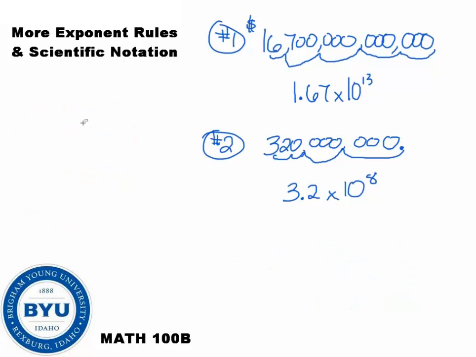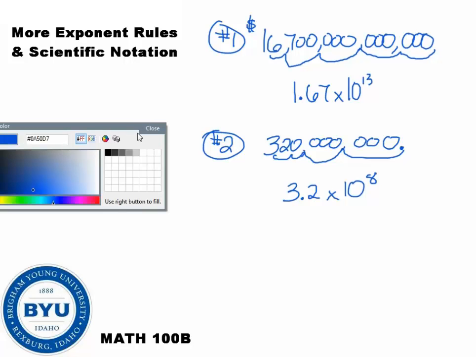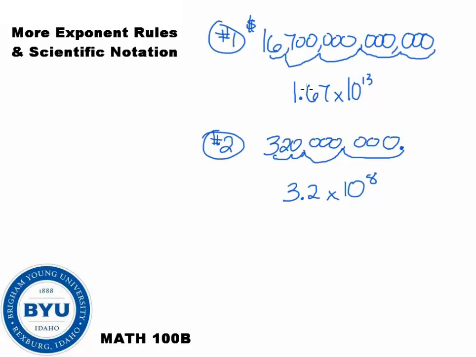Okay, so what if we wanted to do some math in scientific notation? How do you do it? These are really big numbers, and so it can be nice if you convert it to scientific notation first and then do the math. So let's demonstrate this really quick.